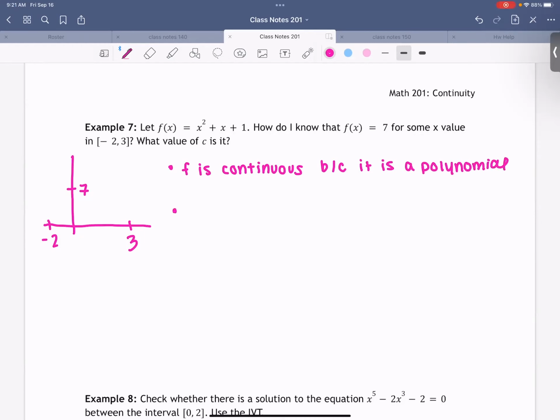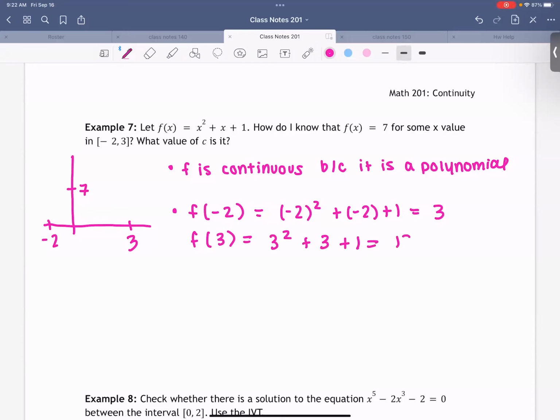Next, it might be a good idea to find f(a) and f(b). A here, what is a? -2, the leftmost part of our interval. So f(-2) is, let's see, we got (-2) squared plus -2 plus 1. I'm really bad at mental math, but is it 3? I think you're right, I wrote that down on my paper. And then f(b) is f(3), so 3 squared plus 3 plus 1, I got 13.